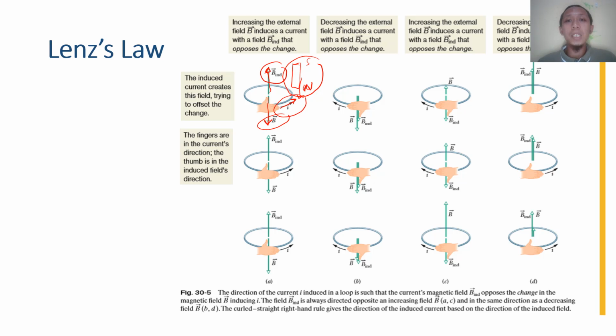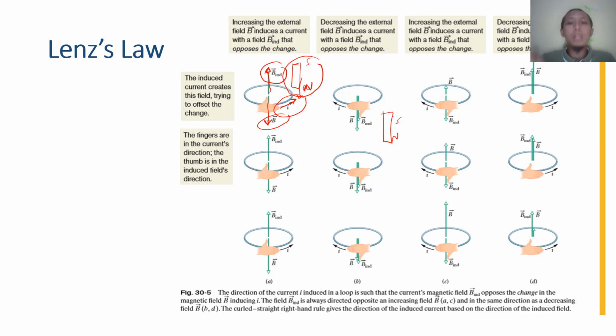And then if we decrease the external field, it means that if we move out the magnet, like this one, so it's like this. This is the wire, and then we have the magnet, and the motion of the magnet is like this. It goes through the wire and then moves out from the wire, like this one.